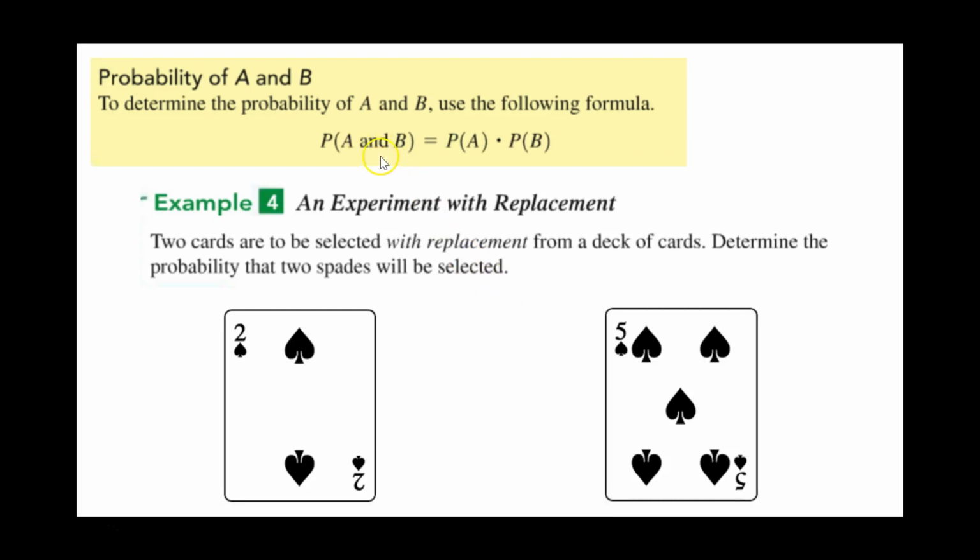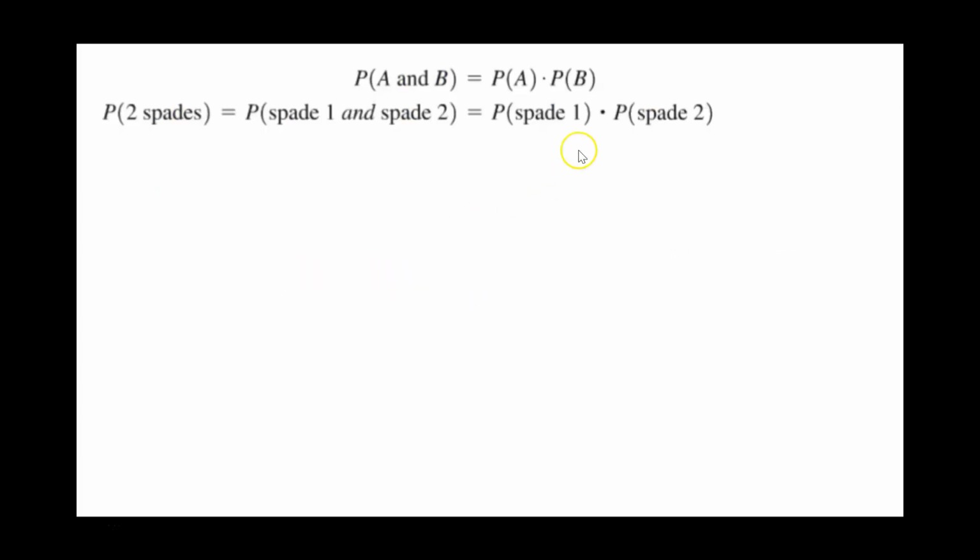Now we're going to go into "and" problems. With "and," we're just multiplying together. So with "or," we're taking both of these and adding, and then subtracting. Now for "and" word problems, we're going to be multiplying. So here, 2 cards are selected with replacement from a deck of cards. Determine the probability that 2 spades will be selected. Here, probability A is the first spade being selected, and then probability B is the second spade being selected. So remember, when you have your cards out, there are 52 cards in the deck.